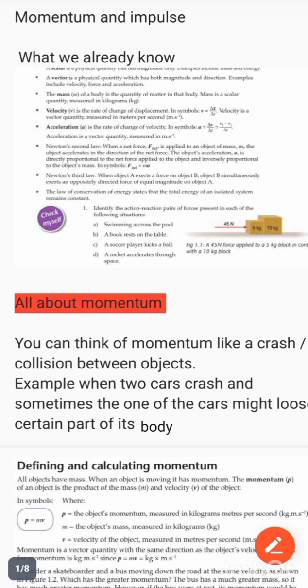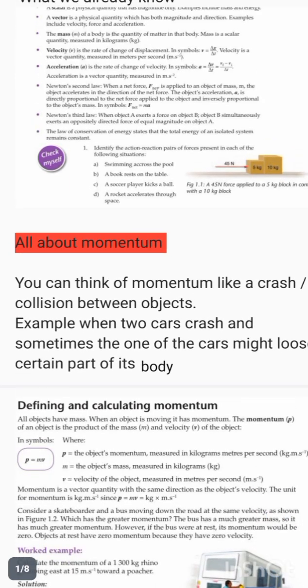Examples of a scalar are energy and mass. You cannot say something is 5 kg east or 220 joules west. That does not make any sense. And then another one is a vector. A vector is a physical quantity that has both magnitude and direction. Examples include velocity, force, acceleration. We can say that something is 5 newtons to the right, 10 newtons to the left.